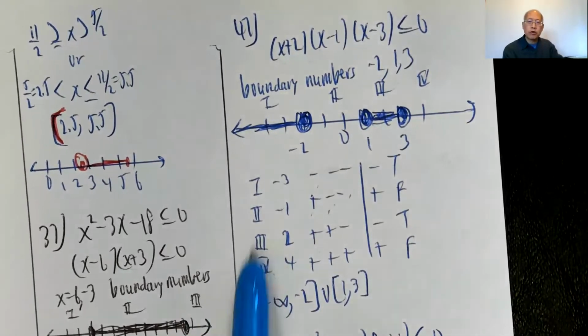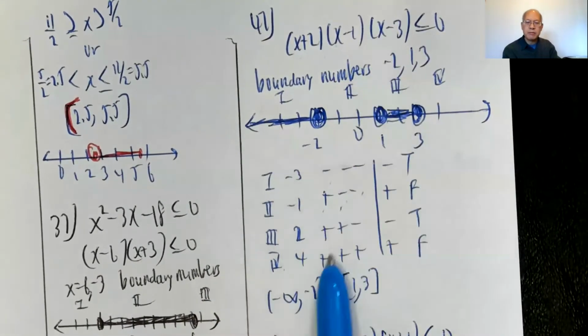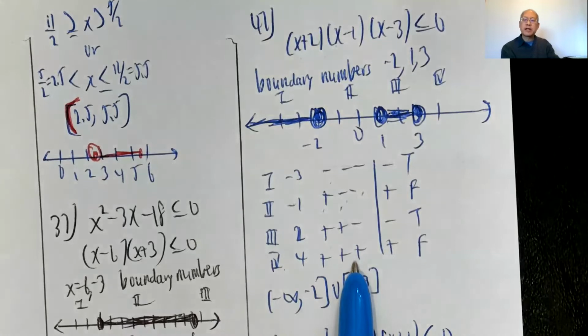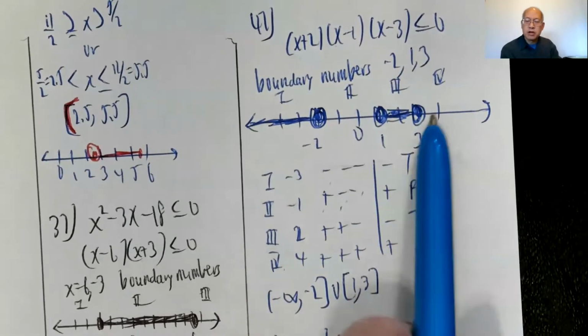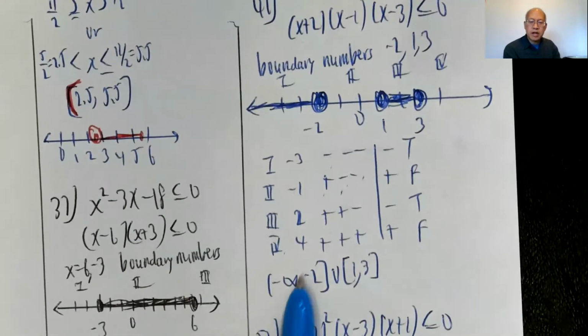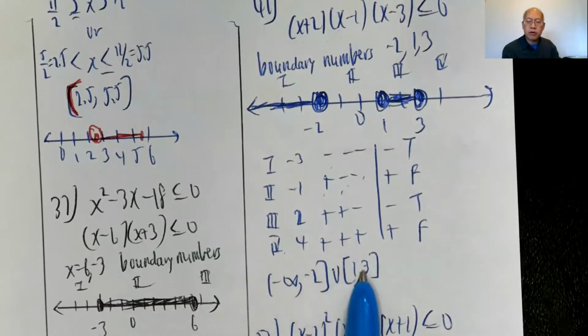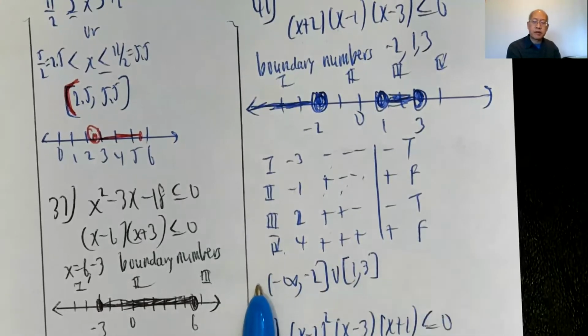Region 4, plug in 4. 4 plus 2, positive. 4 minus 1, positive. 4 minus 3, positive. 3 positives multiplied together gives me a positive. Is a positive less than or equal to 0? No, that's false. Do not shade in region 4. So I have parenthesis, negative infinity, negative 2 bracket, union, bracket 1, 3 bracket. And negative infinity and positive infinity always have parentheses.